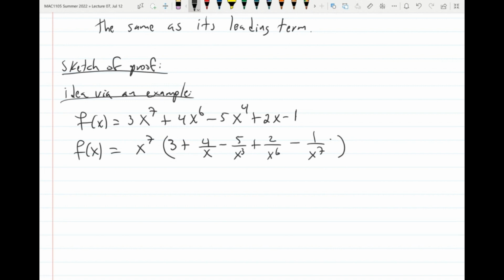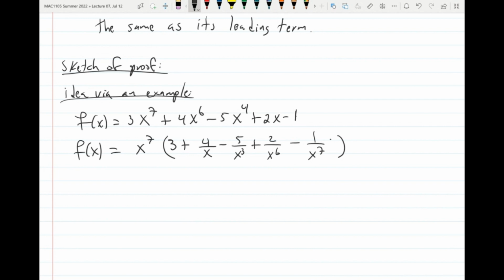Let's look at this fraction, 4 over x. When x is very big, let's say 100, 1,000, 1,000,000, etc., what's going to happen to this little fraction? Yes, it's going to get smaller and smaller. If you have a fraction in which the top is fixed and the bottom just keeps getting bigger and bigger, that fraction is going to get very, very small.